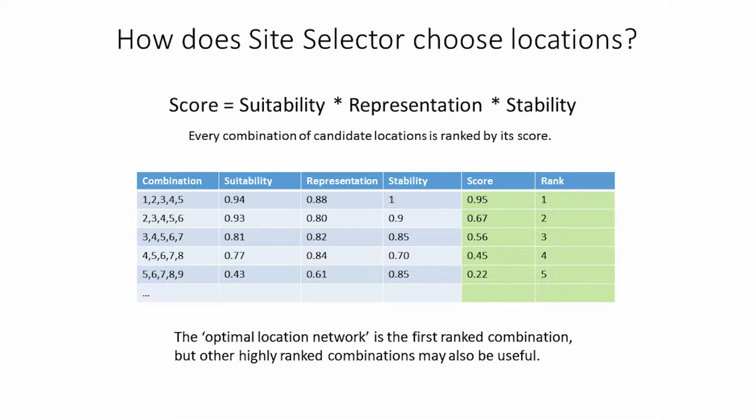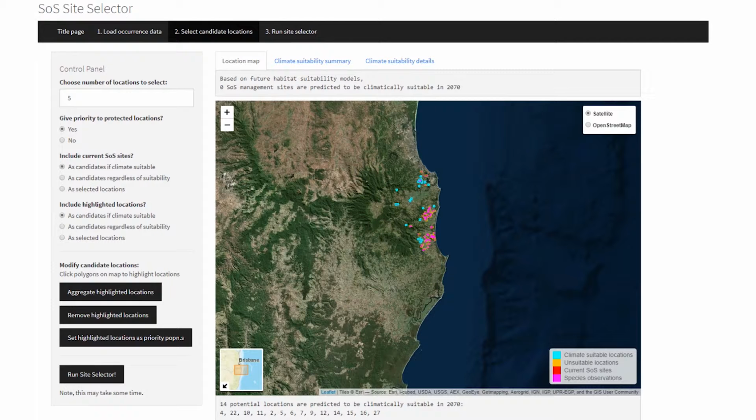The optimal site network is the first ranked combination, but other highly ranked combinations may also be of interest. By default, Site Selector only considers locations that are predicted to still be climatically suitable in 2070. These sites will have the most suitable climates in 2070 and represent as much of the environments where the species occurs as possible.